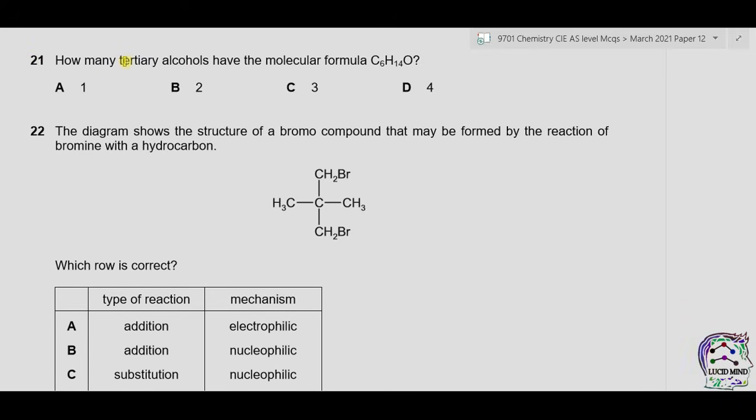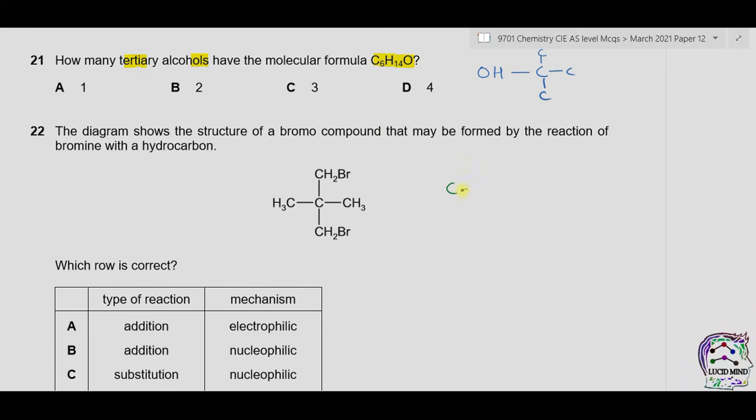Question 21. How many tertiary alcohols have the molecular formula C6H14O? Tertiary alcohols are such alcohols in which OH functional group is attached with tertiary carbon. Now tertiary carbon is that carbon which is directly attached to at least 3 carbon atoms. Let's draw tertiary alcohols having molecular formula C6H14O.